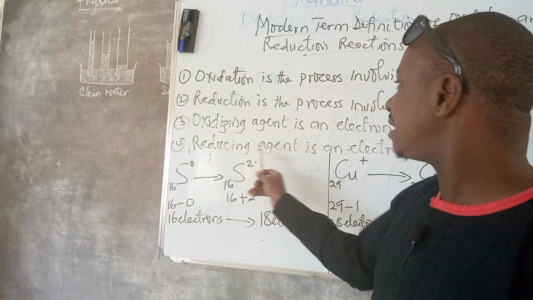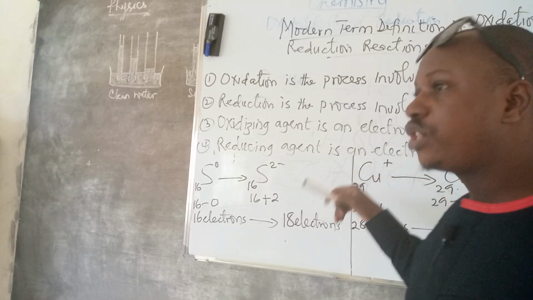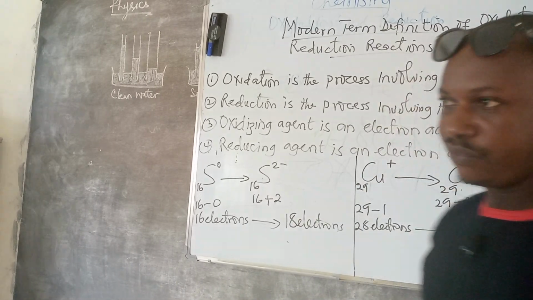In other words, an oxidizing agent is an electron acceptor, and a reducing agent is an electron donor, which we will dive into in our next video.